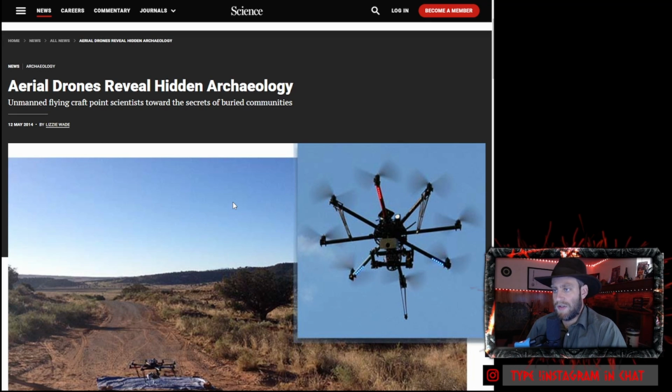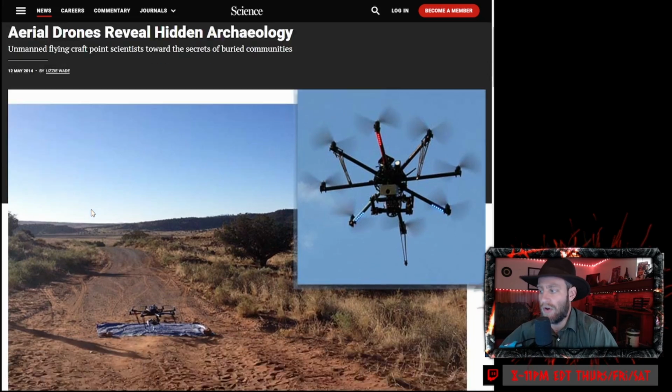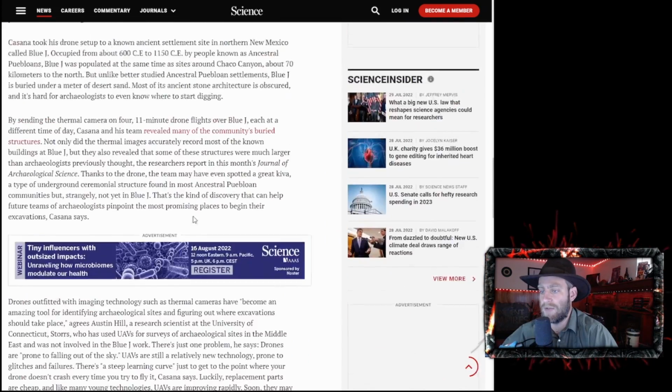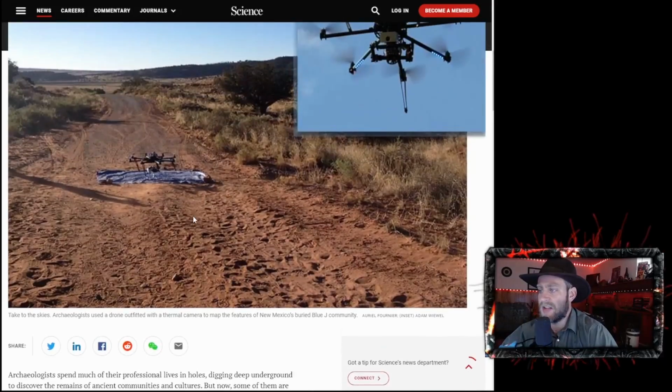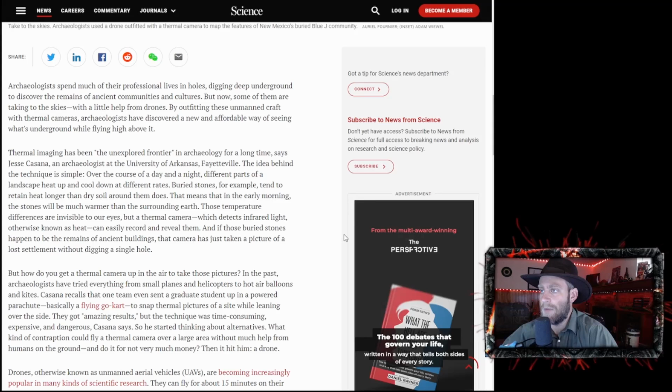Next up, from science.org, "Aerial Drones Reveal Hidden Archaeology: Unmanned flying craft point scientists towards secrets of buried communities," an article from 2014 by Lizzie Wade. This is an old article that shows some of the earlier elements of what archaeology was doing. It's just the basic general overview of the hopes and expectations that people had for archaeology when drones first started coming into play.